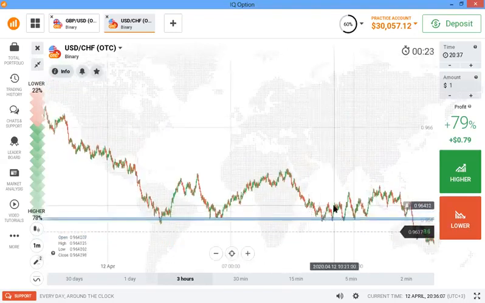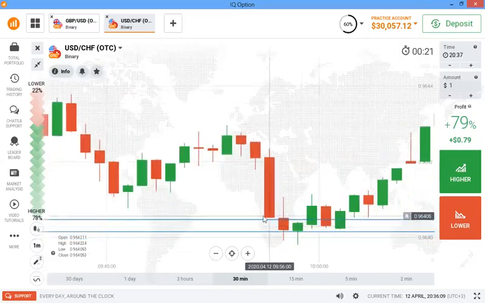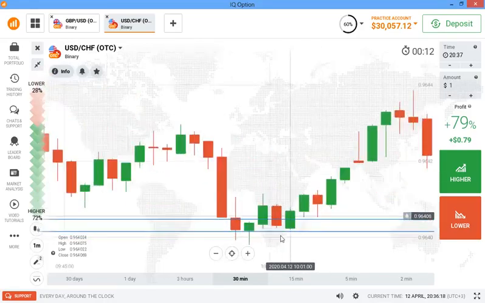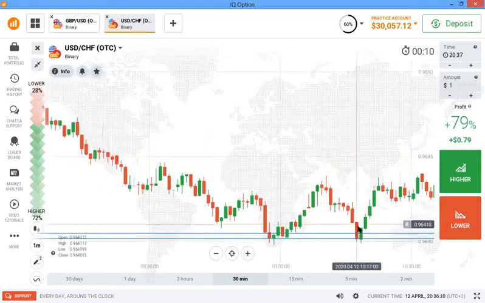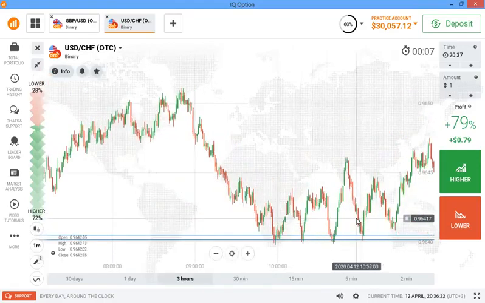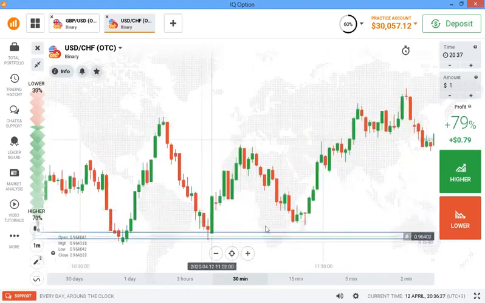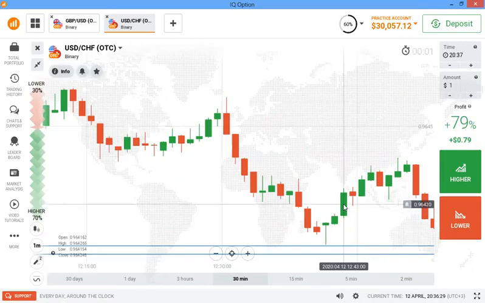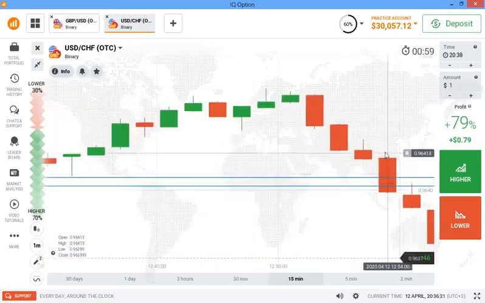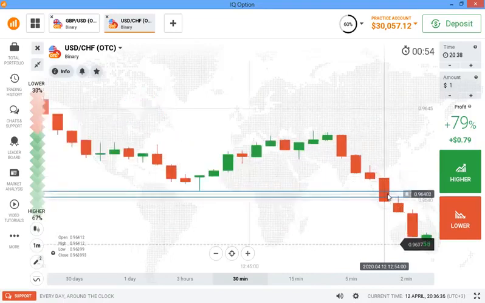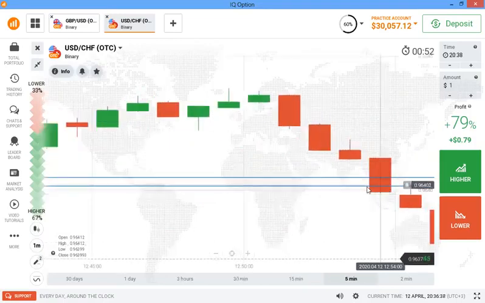And like I told you, any level that's being tested by sellers or buyers can be broken at any time. Here again, sellers test the level, but not strong. Sellers still test the level, but not strong. It tests the level again, not strong. But now, they finally broke the level. You can see this strong bearish candle. This is a real breakout.